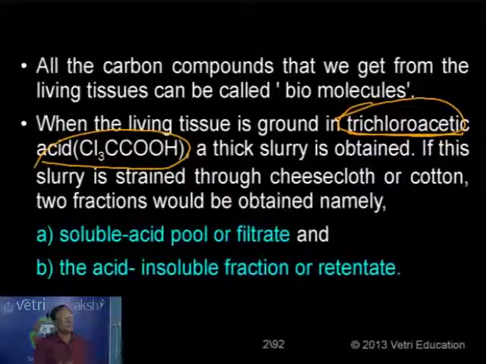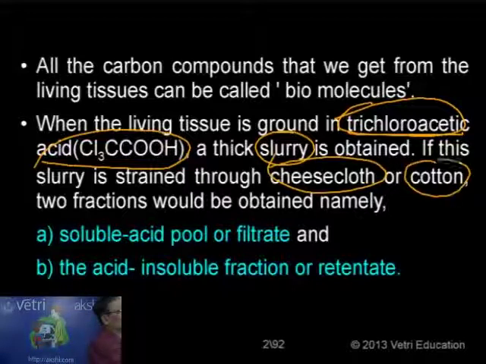Once it is ground fully, we get a slurry, a semi-fluid structure. If this slurry is filtered or strained using a cheesecloth or a cotton cloth, we get two types of fractions. One is completely dissolved in the medium and passes through. Another is retained on the surface of the cloth, the one which is not filtered.